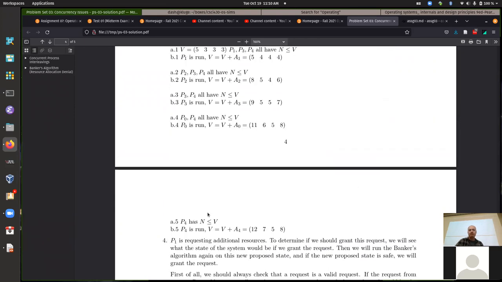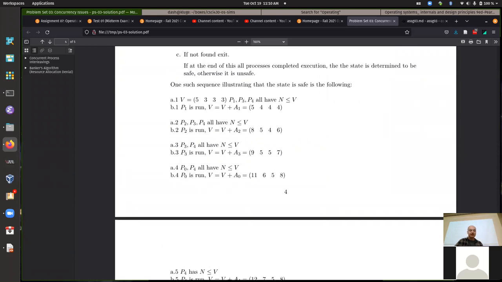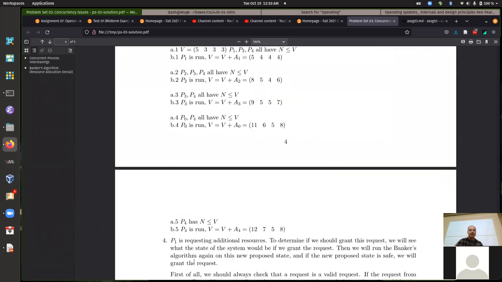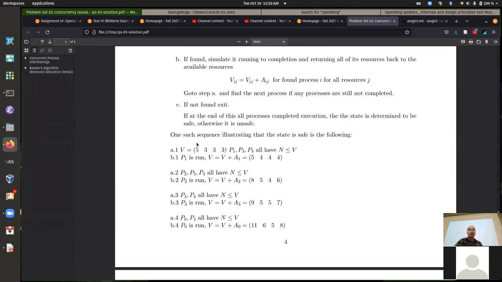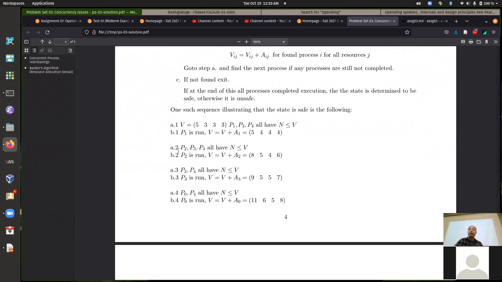But getting back to it, one common misconception or mistake was to just run these, but then say that the state was not safe, because you don't go back. Really, at every step, what you should be doing is checking the candidate list again. So you shouldn't be executing them sequentially: check P0, then P1, P2, P3, P4, and then you're done, right? That's a common mistake.